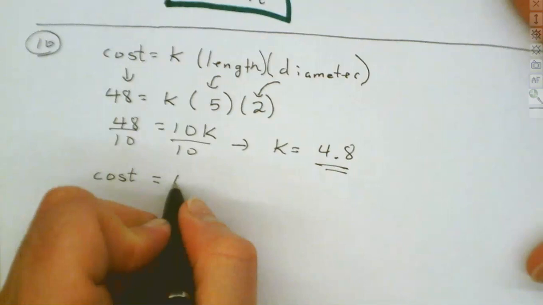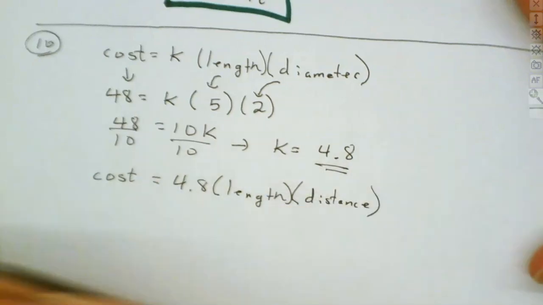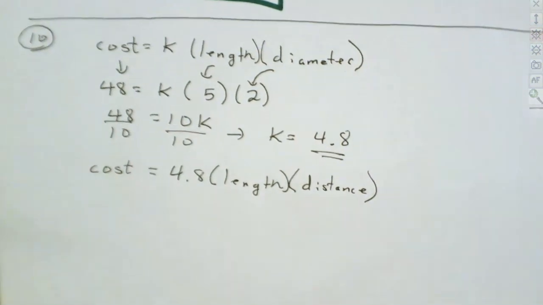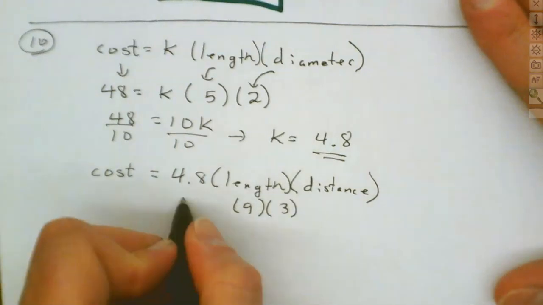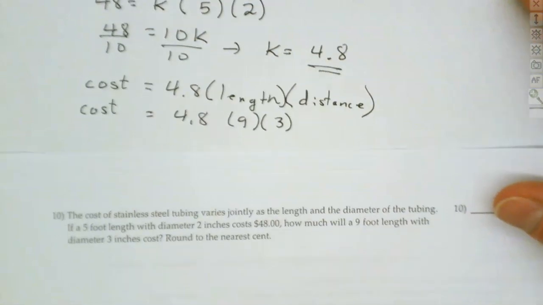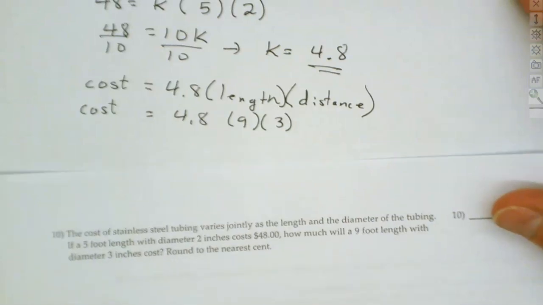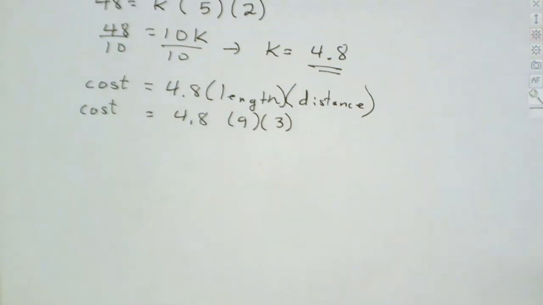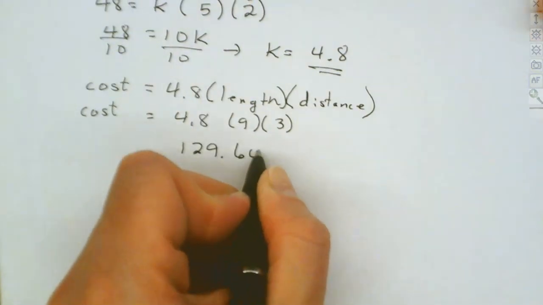Now, rewrite your formula. Cost equals 4.8 times the length times the distance. Plug in your new values. What do we want? Well, we want to know how much a 9-foot length of pipe with a 3-inch diameter will cost. So 9 foot is the length. Diameter is that 3 inches. So we'll plug those in. What is my cost going to be? I'll put it up here so we can see it. We want to see how much it will be for a 9-foot length, 3 inches in diameter. We want the cost. And it says round to the nearest cent. So we'll just multiply these together. 9 times 3 is 27. Times that 4.8. That gives you now $129.60.